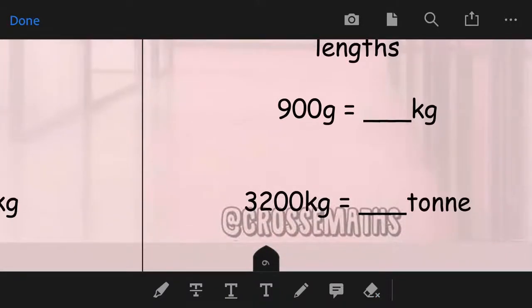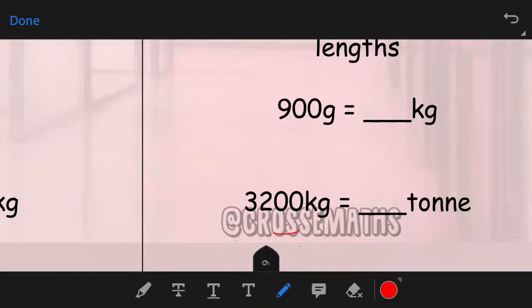Same thing underneath, 3,200 kilograms in tons. That is another one where I'm going to have to divide by 1,000, which will give me 3.2 tons. So 0.9 kilograms at the top, 3.2 tons underneath.